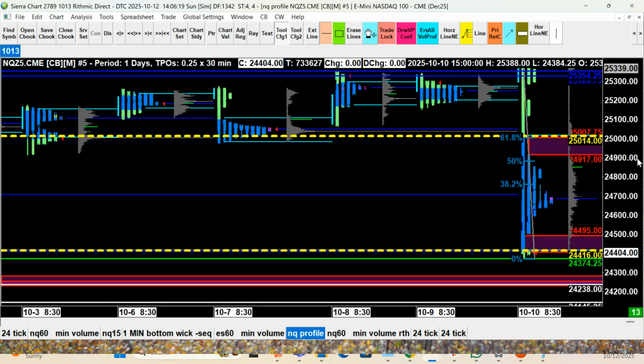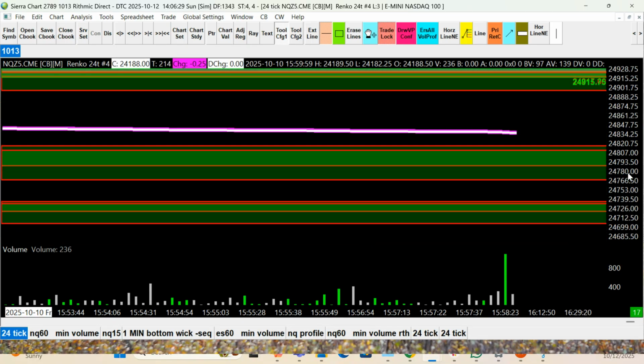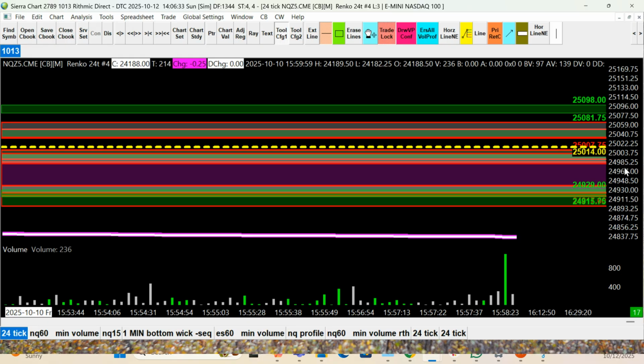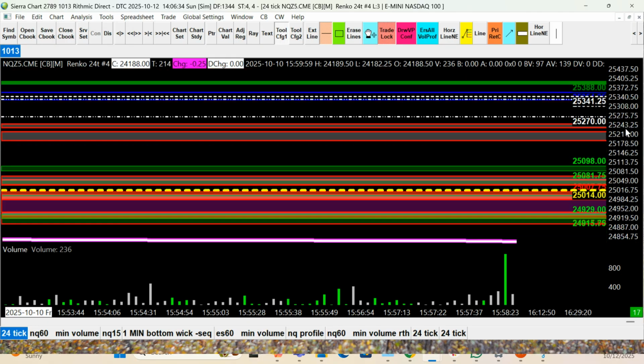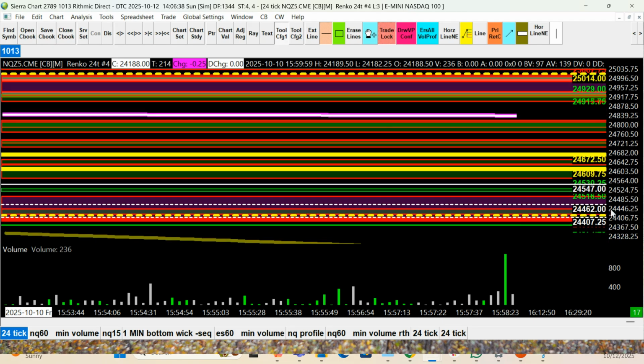Oh no, it's there. 416 to 014. It's just so far up here. There's the other side of it, right? And remember, the most important thing in between here is between 25014 and 24407. That's all fair value in there. All of that stuff is fair value. And so you've got to remember that.